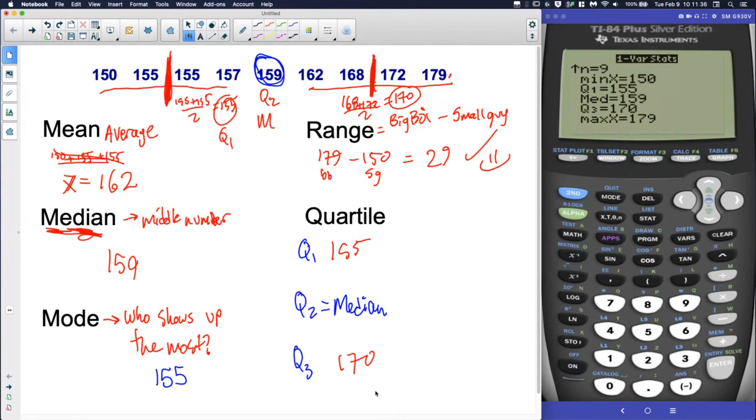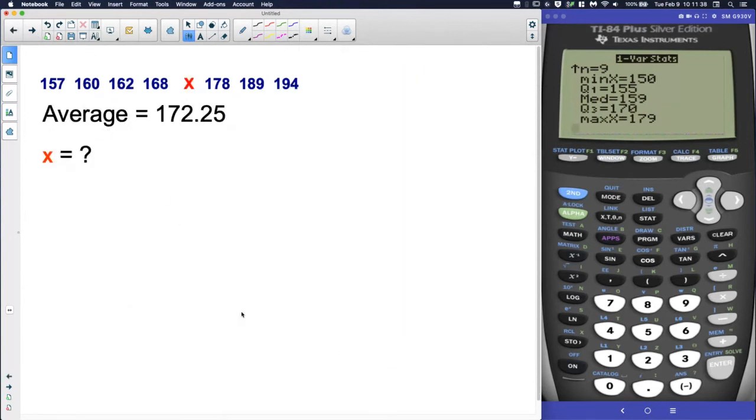I actually have another example here. So don't worry, Natalie, we'll do it with this example too. But first, if you notice, we're actually missing a number here. This is a common problem where they'll say, here's the average. Here are 8 of your numbers, or here are 7 of your numbers, but there's 8 total. Can you find the last one?